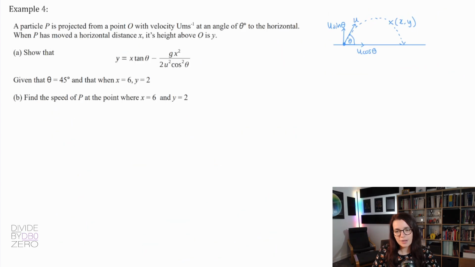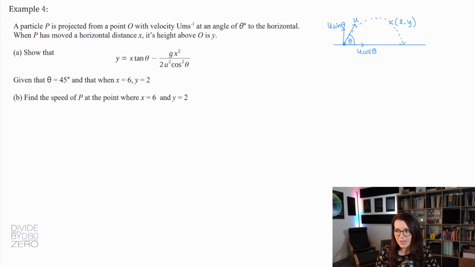Last example. A particle P is projected from a point O with velocity u meters per second at an angle of theta to the horizontal. When P has moved a horizontal distance x, its height above O is y. Part A, show that this equation is true. Now this can look a little bit intimidating, but do not let the complicated algebra put you off. In projectiles, we're still just going to consider the vertical motion and horizontal motion separately.